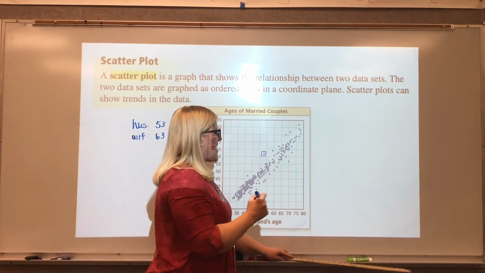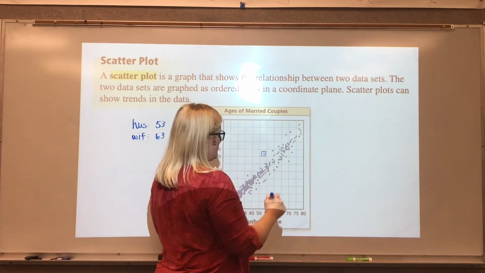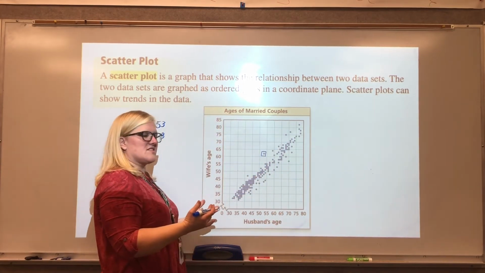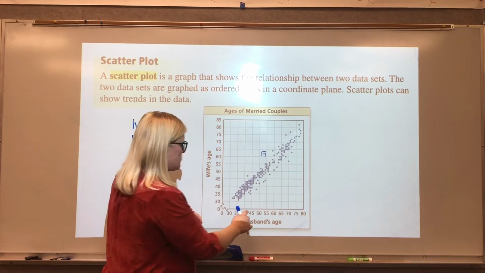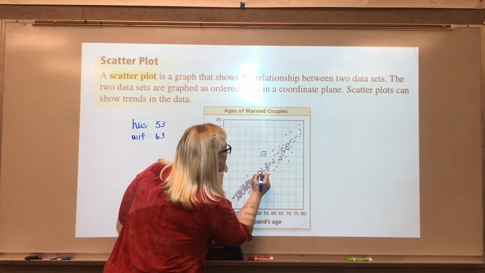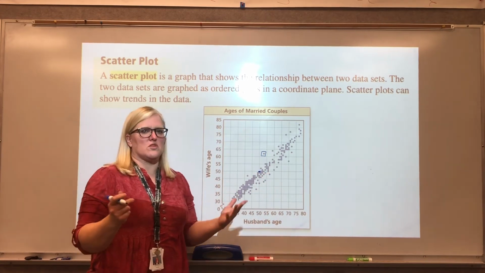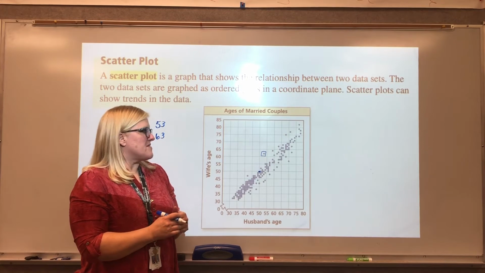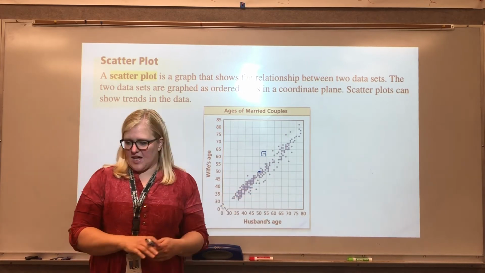So these examples here where these dots are kind of up above is where the wife is older than the husband. My husband and I would be right here because we're the same age. We're only 7 weeks apart. So anyway, that's an example of a scatter plot.